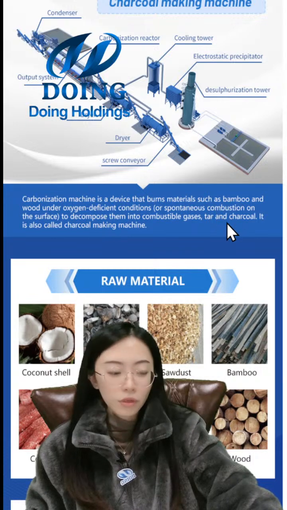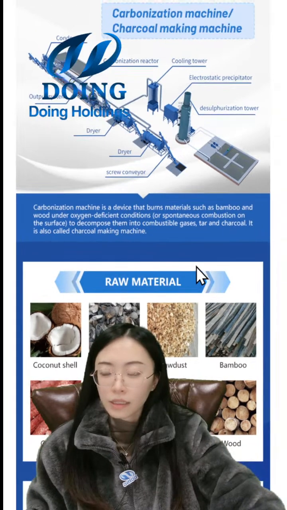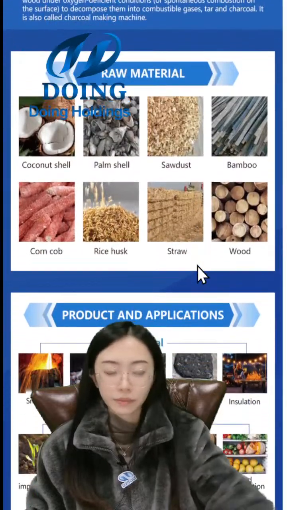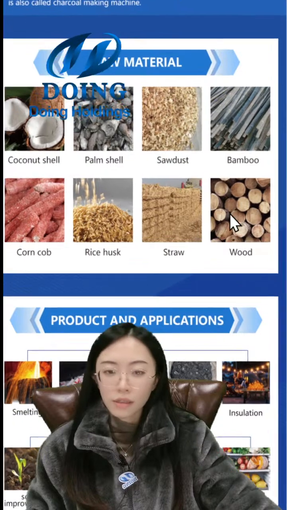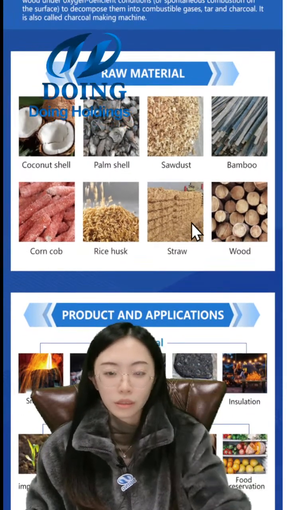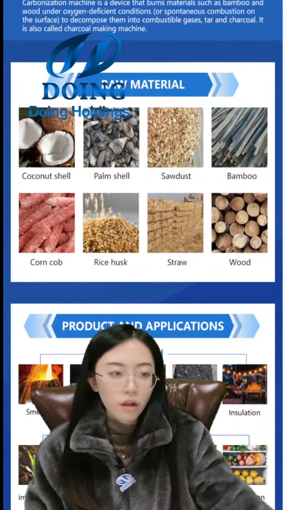You can see the raw material. The first main raw material that we can process is biomass. Here are some examples of the biomass that we can process, like coconut shell, plum shell, straw dust, bamboo, corn cob, rice husks, straw, wood, and so on.